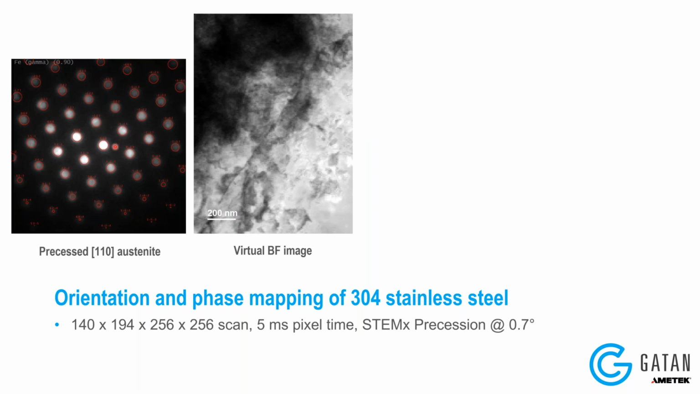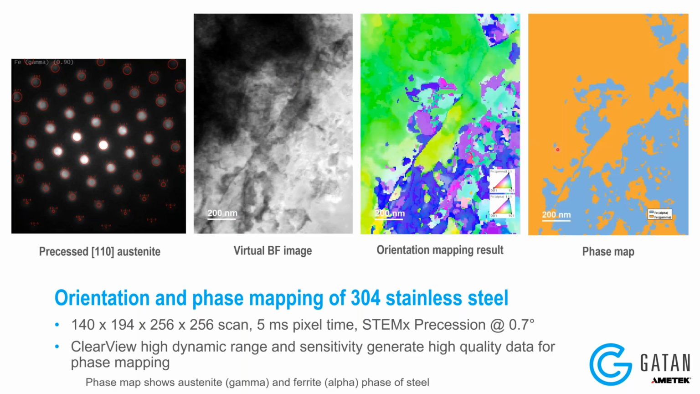And so this, for example, is the diffraction pattern that came from the ClearView that was actually acquired using the precession microscopy technique that we're developing here at Gatan to acquire precise diffraction data for 4D STEM. And we can do diffraction pattern indexing on all of the patterns within the 4D STEM map that we acquire, and then do the orientation mapping and phase mapping.